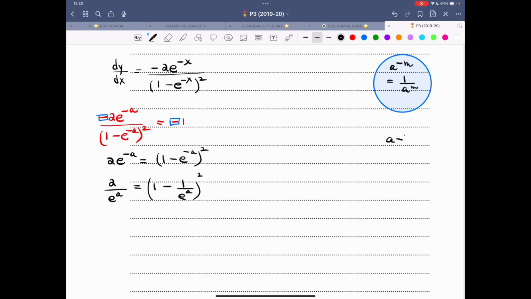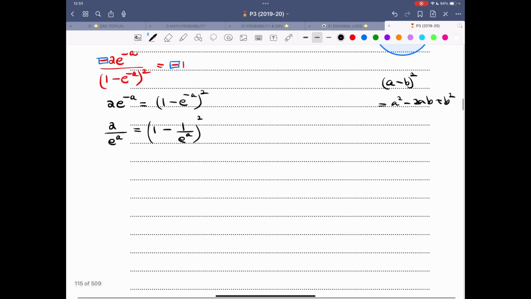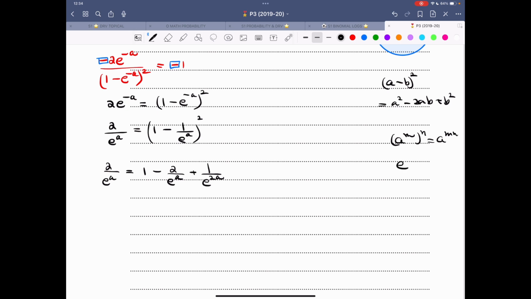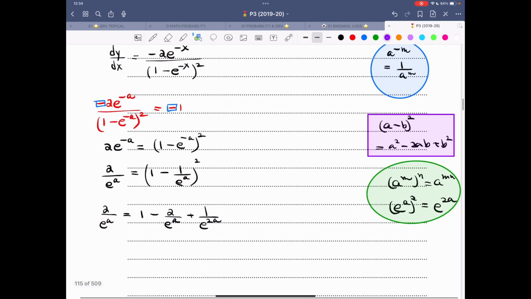And let me also use a minus b whole square, which is a square minus 2ab plus b square. So this is 2 over e raised to power of a equals 1 square, which is 1, minus 2 over e raised to power of a plus 1 over e raised to power of 2a. A raised to power of m raised to power of n is a to the mn. E raised to power of a, raised to power of 2, is e raised to power of 2a. So let me also highlight the stuff that's right over here, and this basic algebra. These are all the background things that we need.